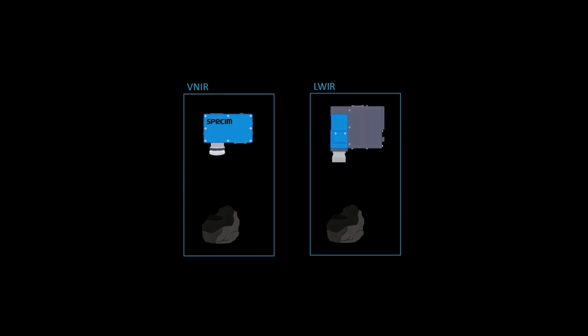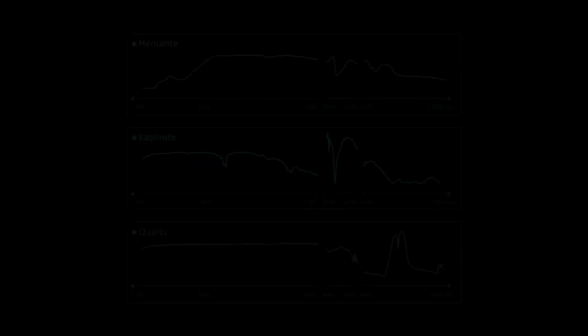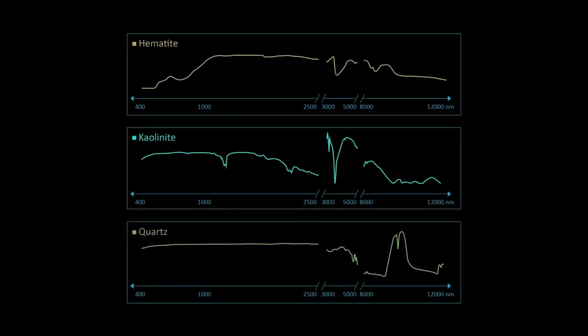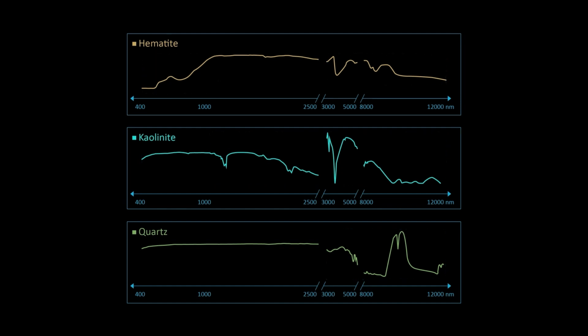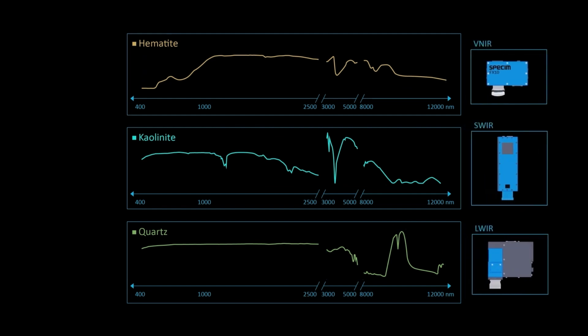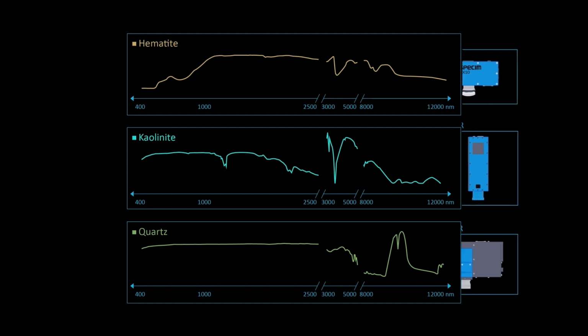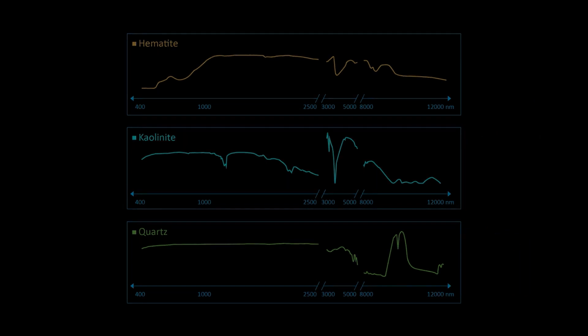to every problem. For example, these three minerals have spectral features in different wavelength ranges. Flat features do not include identifying information, whereas the peak and shapes actually give us the right information. That is why it is important to select a camera with an ideal wavelength range for your target.